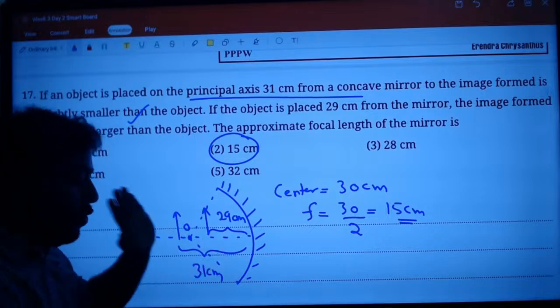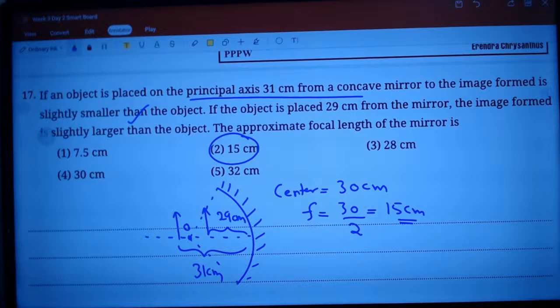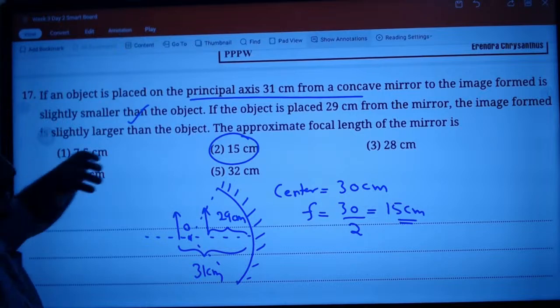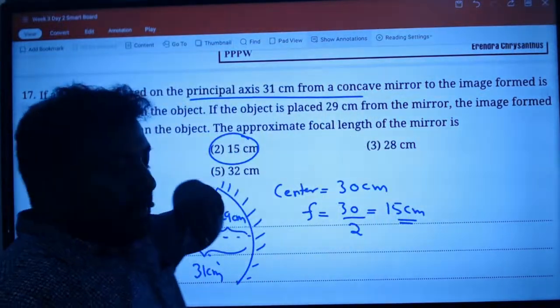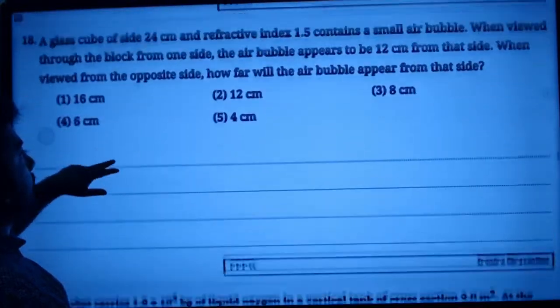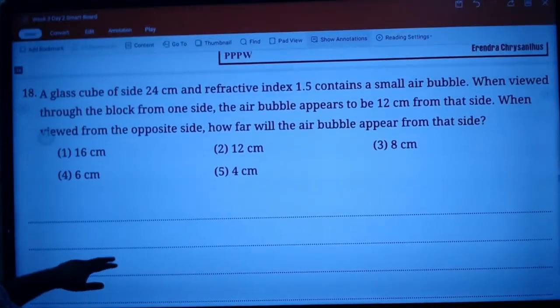Which is half the focal length. Okay. So this is actually from your what knowledge? O-level knowledge. O-level knowledge on mirrors. Right.